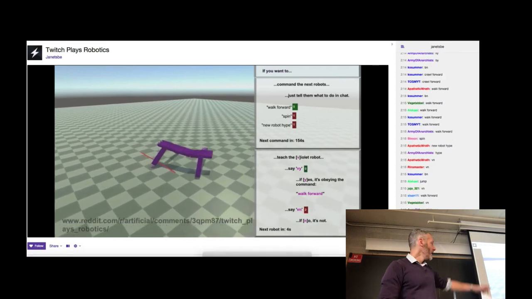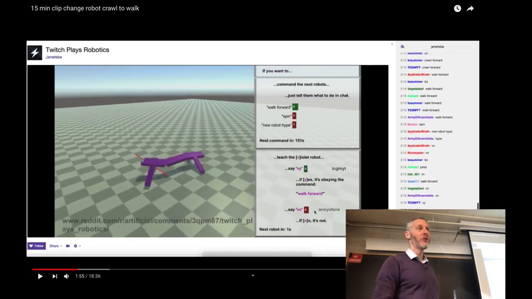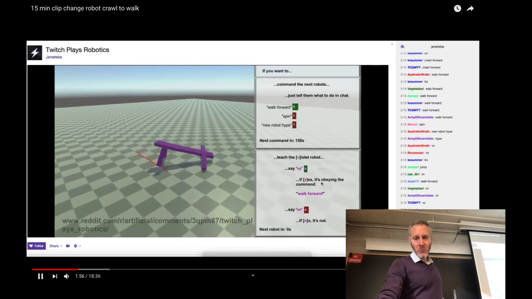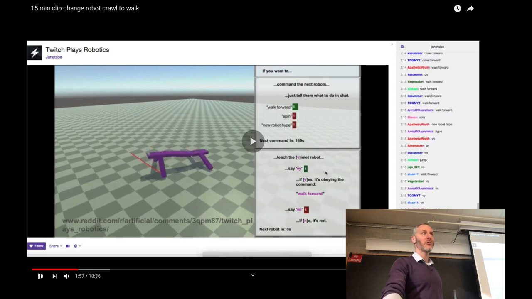Okay, so you'll notice that in the bottom right, you can see that the crowd is currently voting for whether the robot is obeying the current command or not. At this point in time, four users have voted that the violet robot is not obeying the command walk forward, and one person just voted for the violet robot, yes, it is obeying the command walk forward.